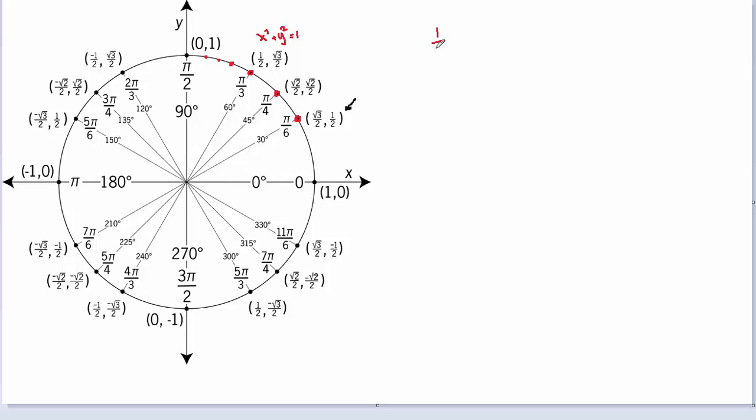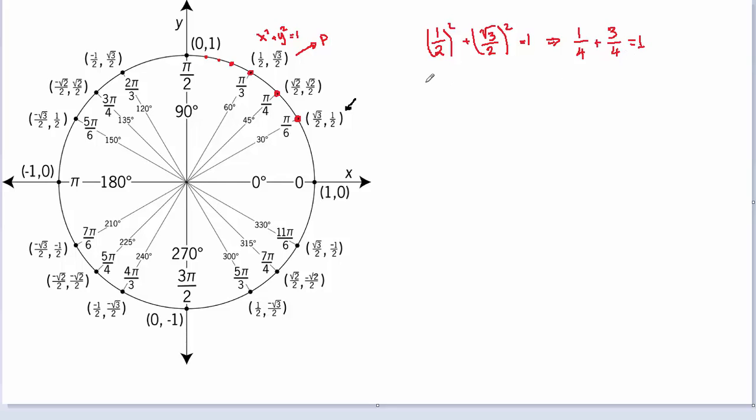Let's take the point, let's call this point P, and work with that. So (1/2) squared plus (square root of 3 over 2) squared is equal to 1. Let's verify this. This means 1 over 4, since 1 squared is 1 and 2 squared is 4, plus square root of 3 squared, which is 3, divided by, again, 4, is equal to 1. 1/4 plus 3/4 equals 1.